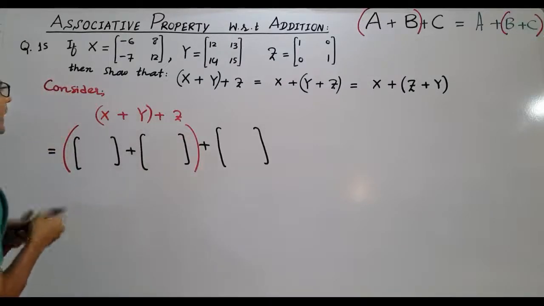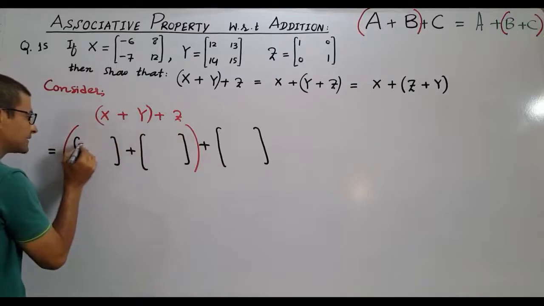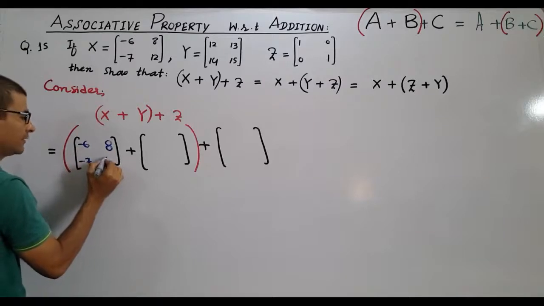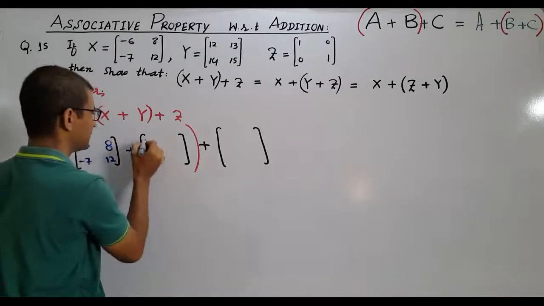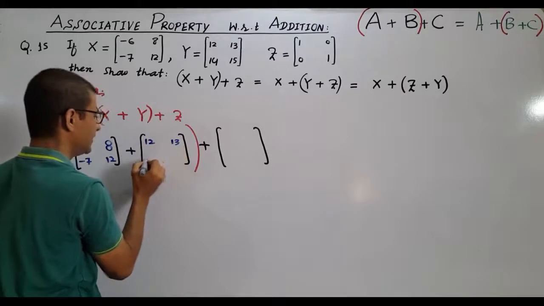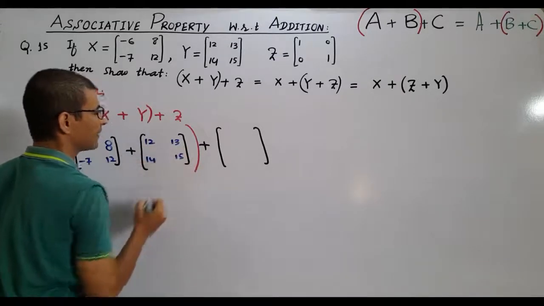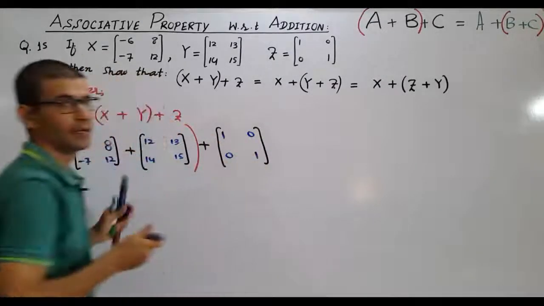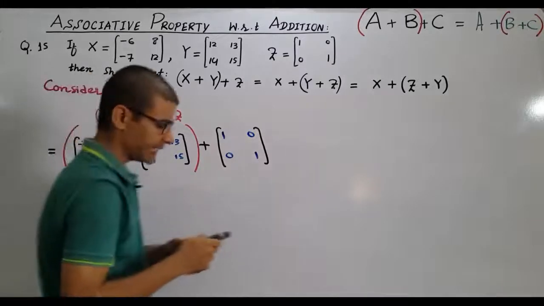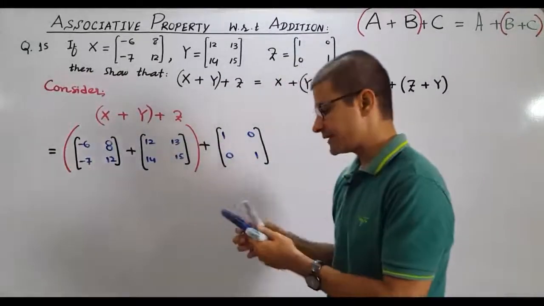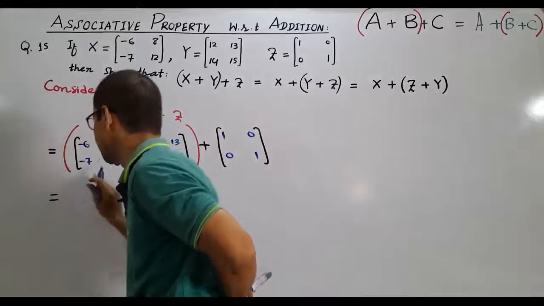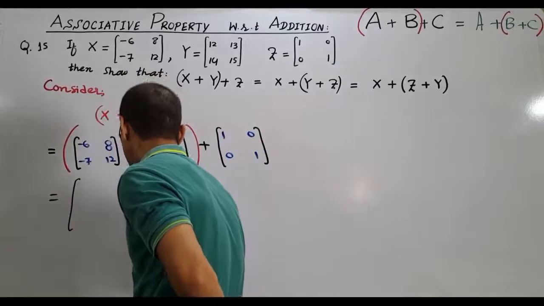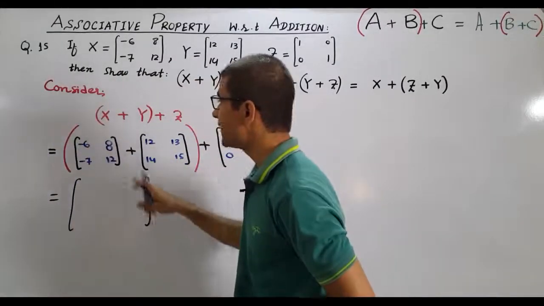Now x plus y plus z: x is -6 8 -7 12, y is 12 13 14 15, z is 1 0 0 1. Can we add these two matrices? Yes, because they have the same order. Same order, so we can add. This is of order 2 by 2. This is also of order 2 by 2. How can we add? We add just their corresponding elements.